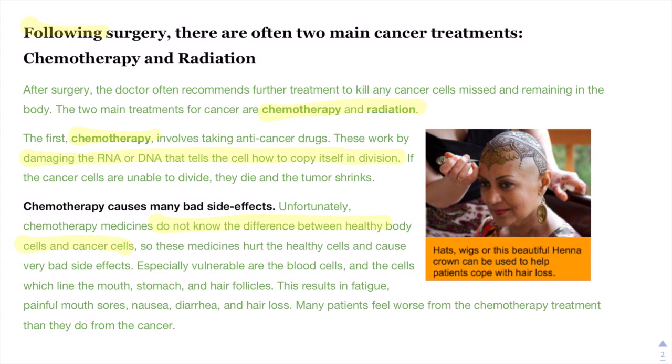So you can pause and go and answer those questions, but I will explain a few of these words. The word vulnerable just means especially at risk. So especially at risk are the blood cells and the cells which line the mouth. They're vulnerable to the medicine. And fatigue just means very, very tired. Nausea is that feeling that you're going to throw up. Maybe you have kind of a headache or you're dizzy from it. You just kind of feel, ugh. So go ahead and answer those questions now that were in green.